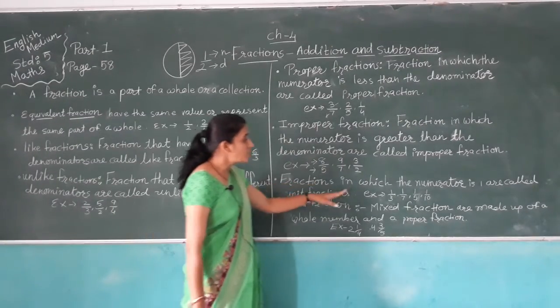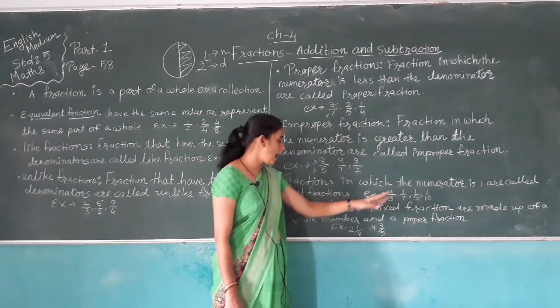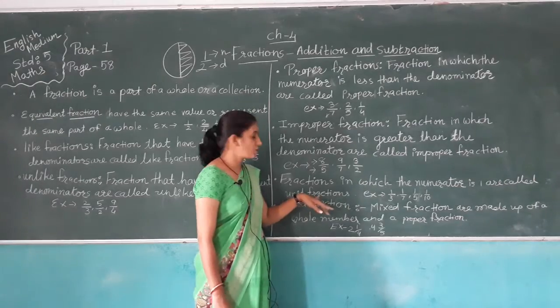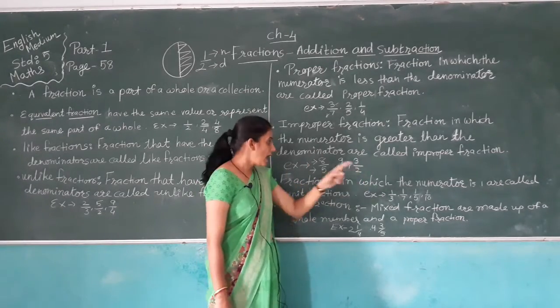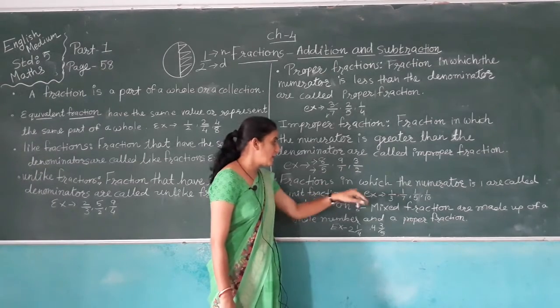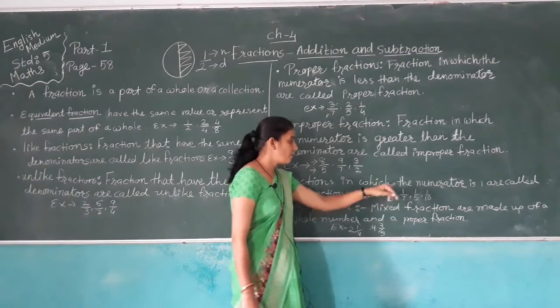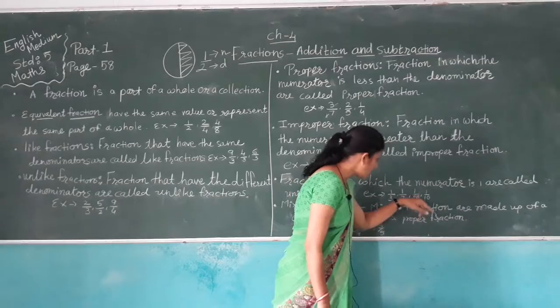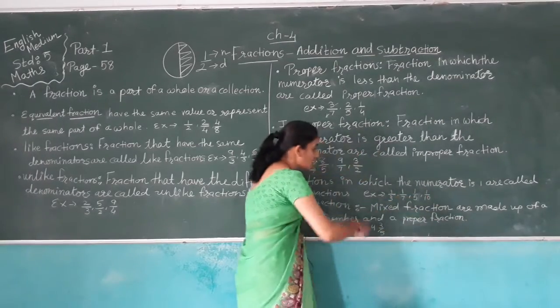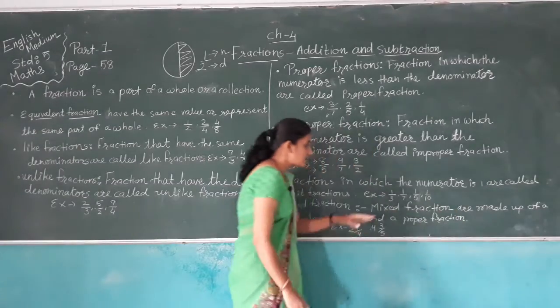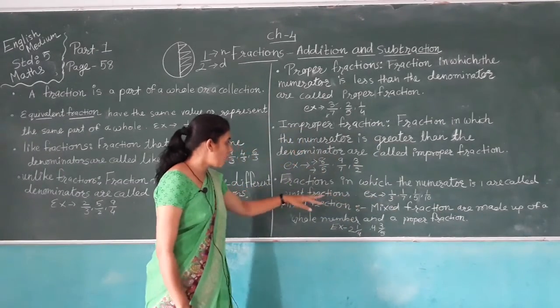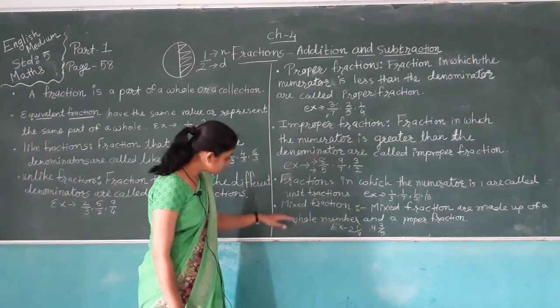Fractions in which the numerator is 1 are called unit fractions. Example: 1 out of 3, 1 out of 7, 1 out of 5 and 1 out of 10. In all of these, the numerator is 1, 1, 1, 1. That means these types of fractions are called unit fractions.